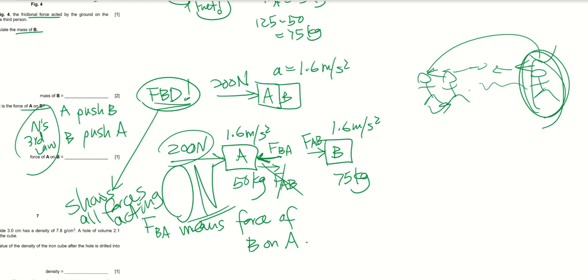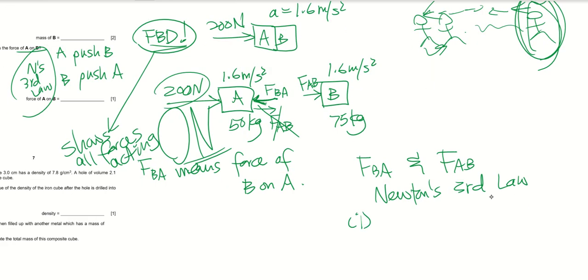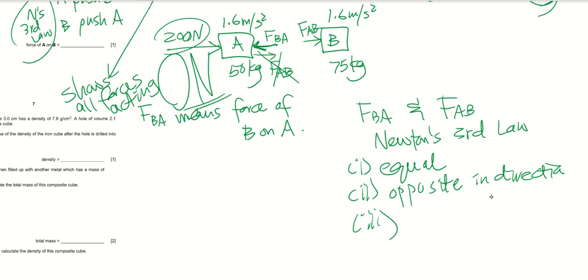So I will put FAB. FAB means force of A on B. And guess what? FBA and FAB are a pair of Newton's third law forces. Newton's third law states that the forces must be equal, they must be opposite in direction, and they must be the same kind of forces.